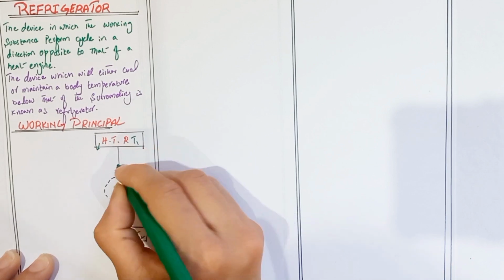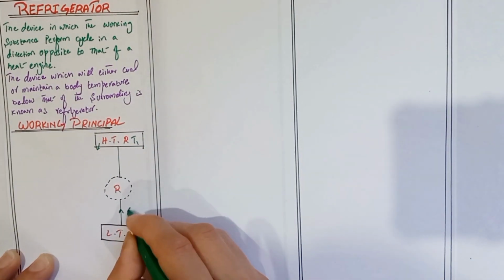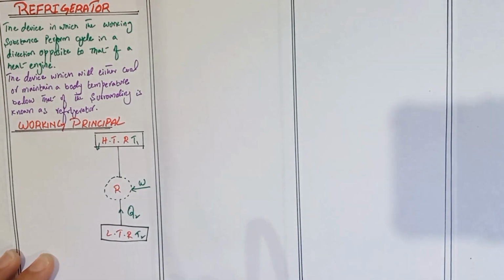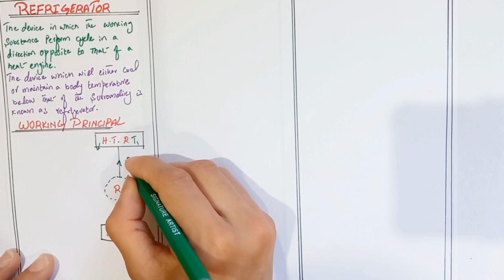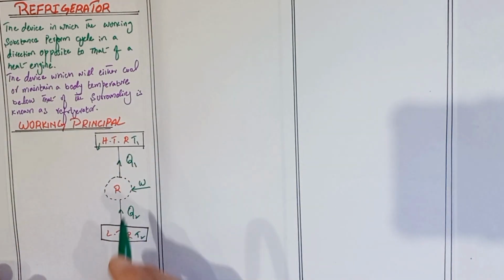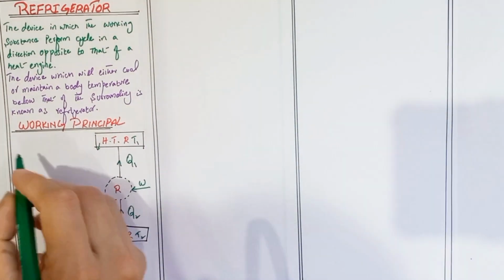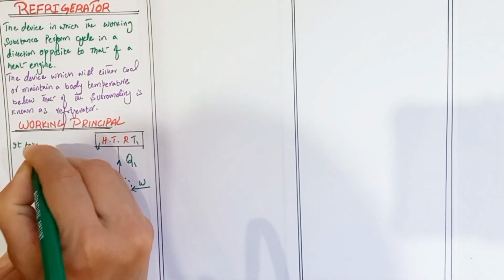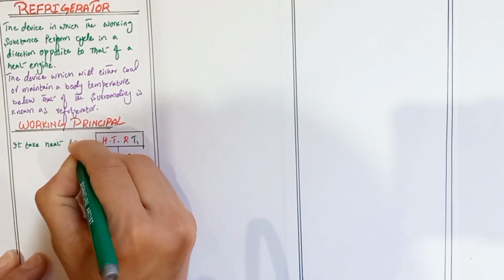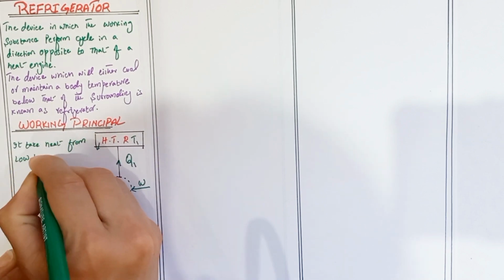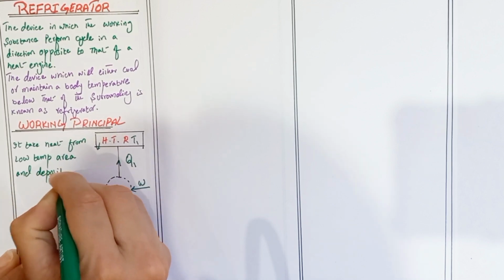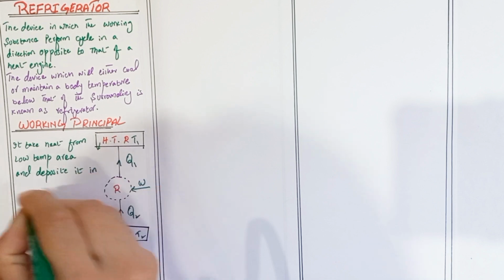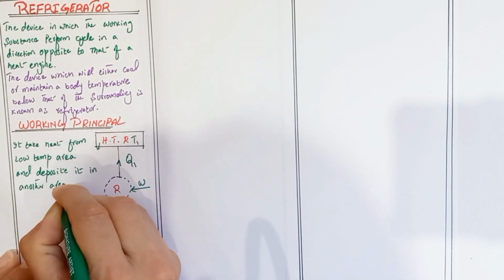The refrigerator takes heat from the low temperature reservoir by doing work on the system. By doing work on the system, it removes the heat Q2 from the low temperature reservoir and sends Q1 into the high temperature reservoir. That is the working principle of the refrigerator. That is the opposite of the heat engine. It takes heat from a low temperature area and deposits it in another area.